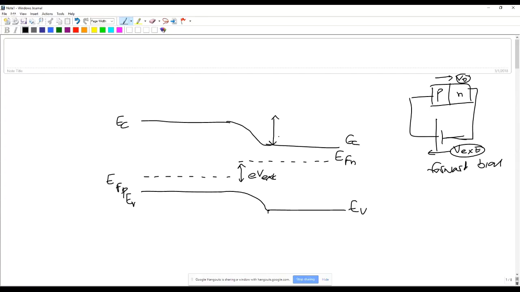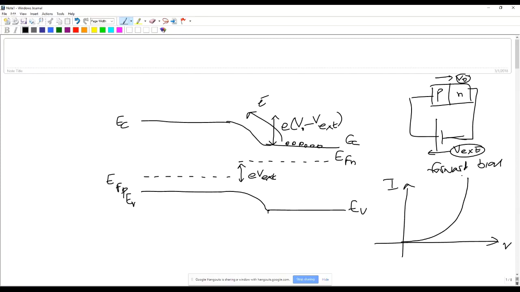So now your barrier height is actually lowered. It was earlier E V naught, now it is E V naught minus V external, which means the electrons still have to make a jump, but the jump they have to make is less than what it would have been earlier. So in the case of forward bias, we find that the current increases exponentially with the voltage, which is again why we say that a PN junction is a rectifier, just like a Schottky junction, because the forward bias current increases exponentially with the applied voltage.